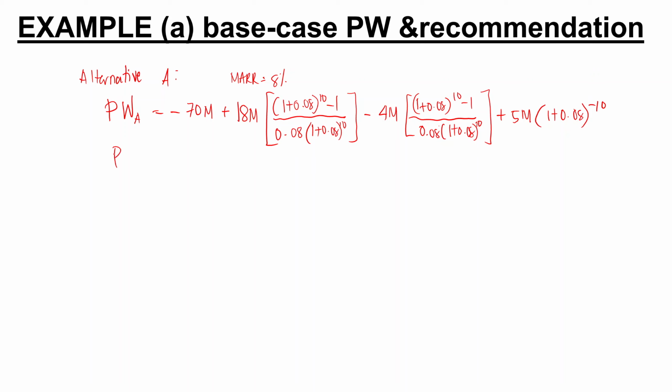And our base case original present worth for A is actually equal to positive 26 million 257,107.03.